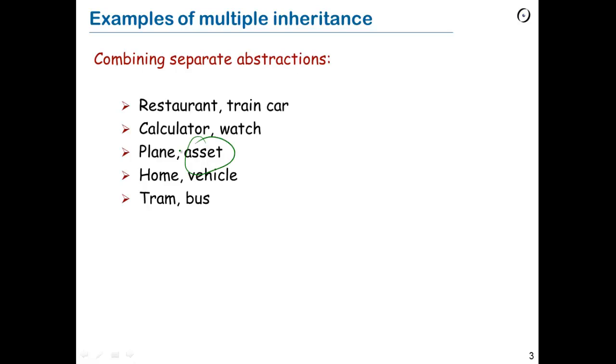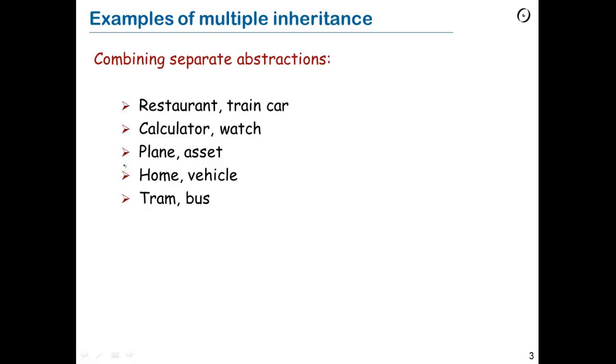From the accountant's viewpoint, like any other asset, it has queries like current value, resale value, purchase price, and commands such as amortize it, resell it, and so on. So that's what a company plane is, and the corresponding class would inherit from both class plane and class asset, and so on. You can think of motor vehicles, which are both homes and vehicles. You can think of a trolleybus, which we can consider as being both a tram and a bus.